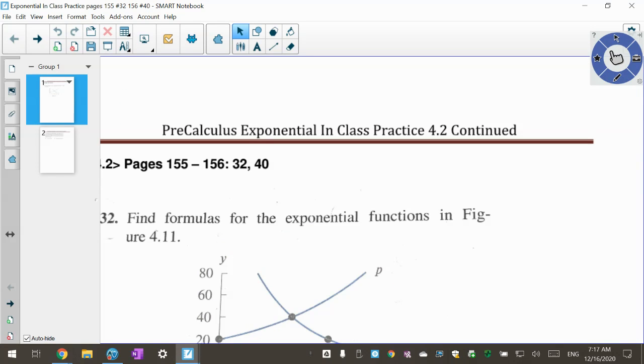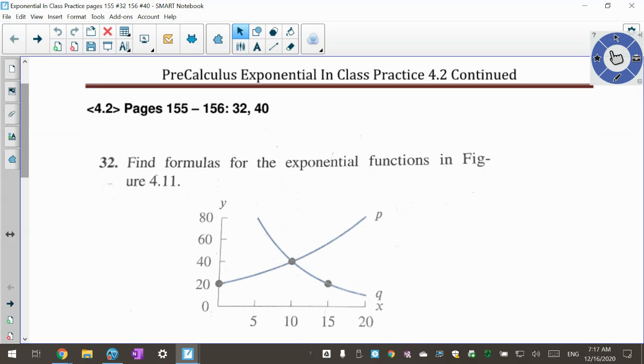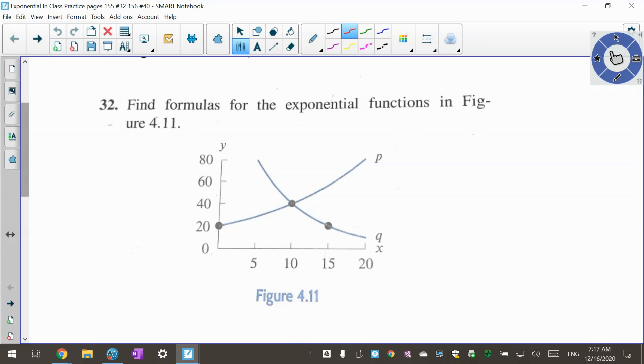This video is for pre-calculus, where we're just practicing some more in-class practice for section 4.2, where we're comparing exponential and linear functions. These were a couple extra ones that are not in your packet that I did in class for practice. This first one says, find the formulas for the exponential functions in this figure below. So I have two functions here.